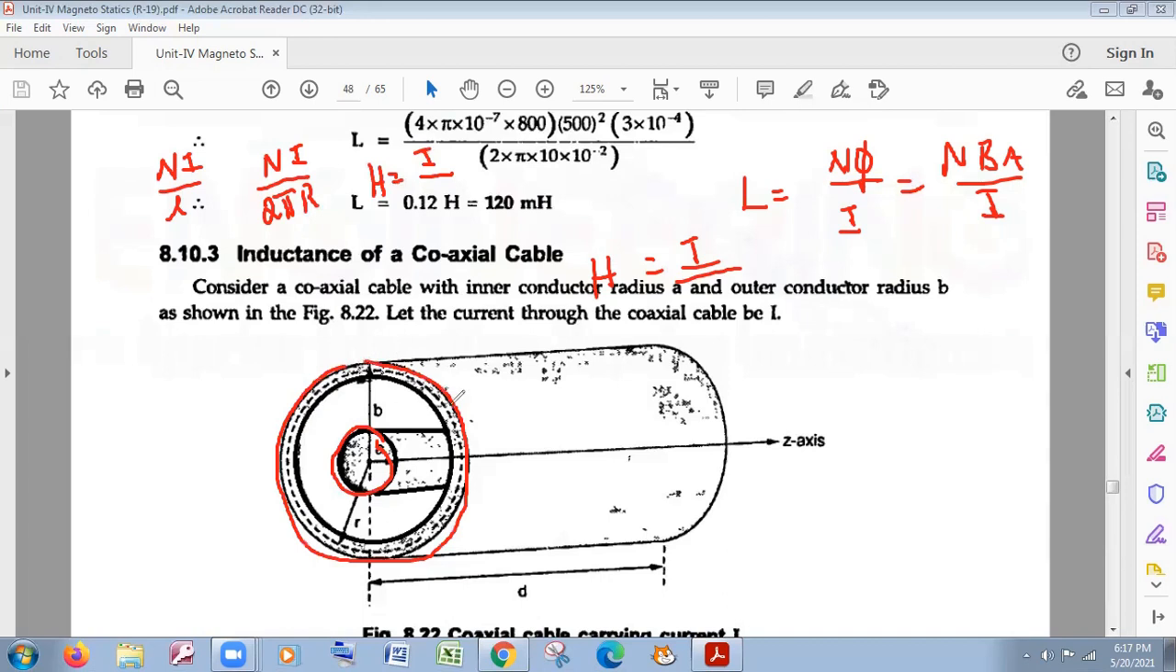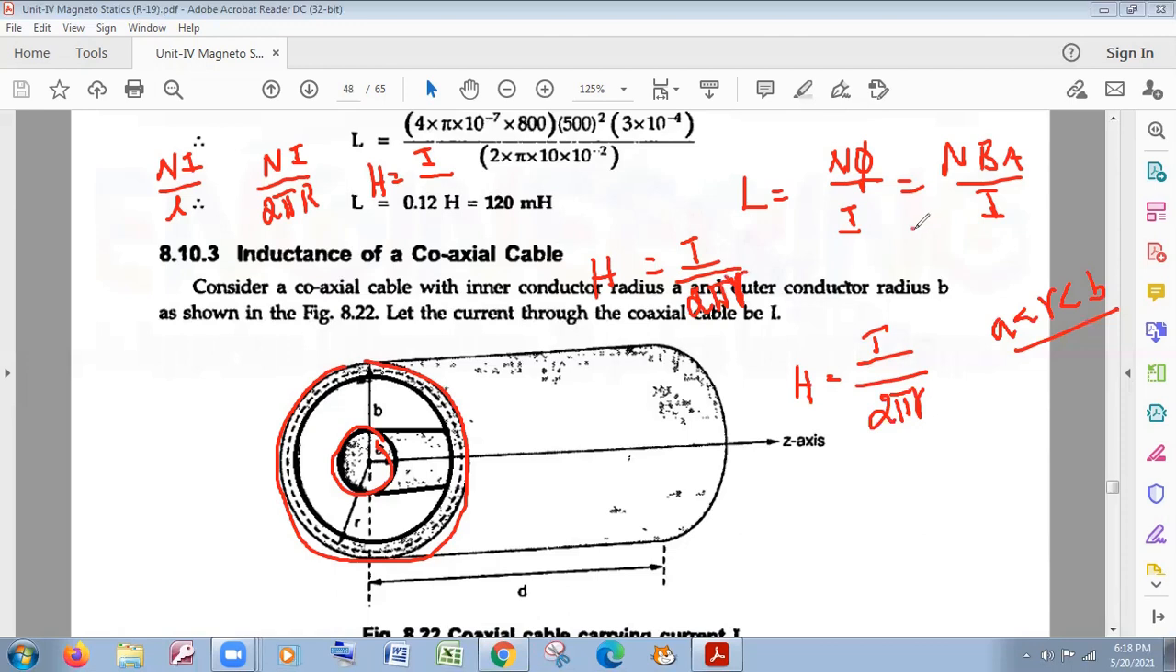For the coaxial cable, the field intensity at any point between the inner and outer conductors is found by considering a Gaussian surface. We already know H is equal to I by 2 pi r, in the A phi direction, whenever the Gaussian surface is between a and b. So H is equal to I by 2 pi r A phi bar.